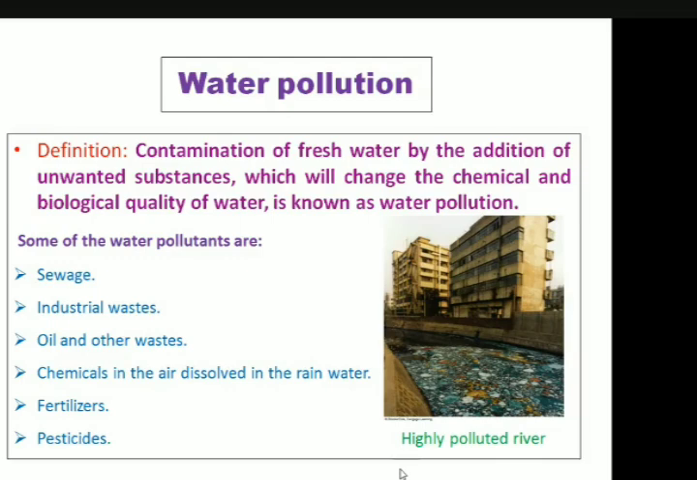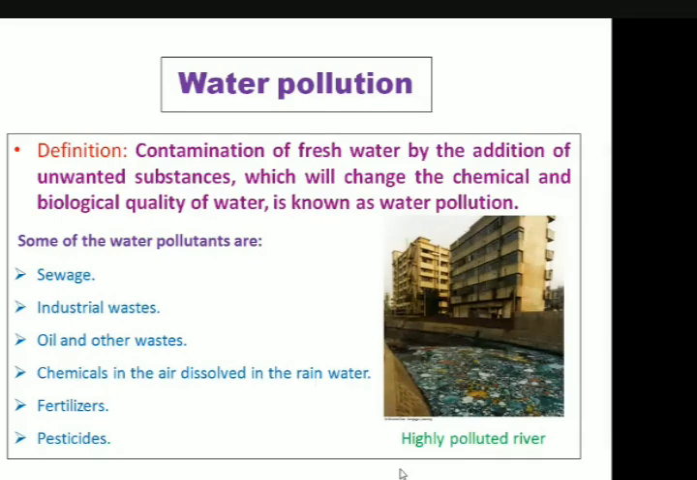Some of the important water pollutants are sewage, industrial waste, oil and other waste, chemicals in the air that dissolve in rainwater, and fertilizers and pesticides. When farmers use excess fertilizers and pesticides in the crop fields, the excess fertilizer and pesticides may be carried away along with the rainwater, and it will lead to water pollution. Water pollution is due to different reasons.